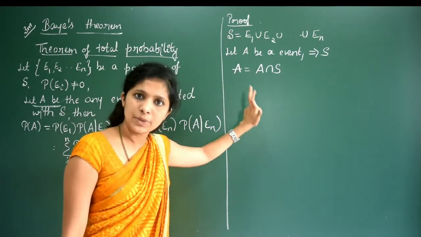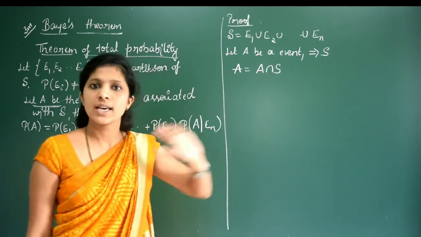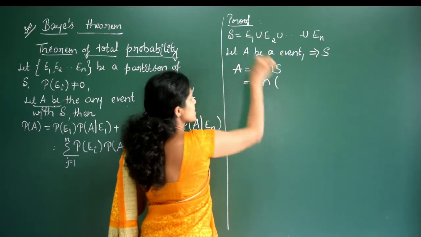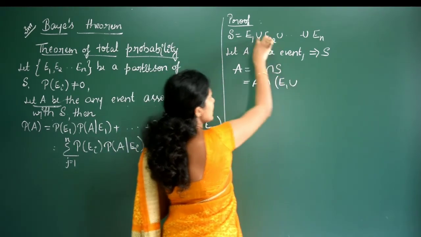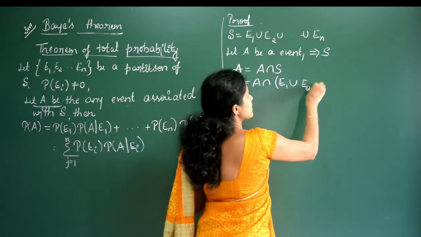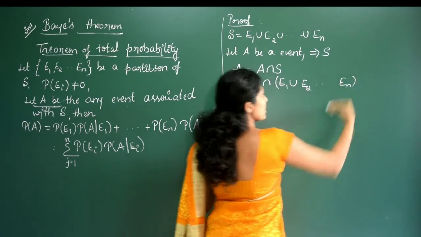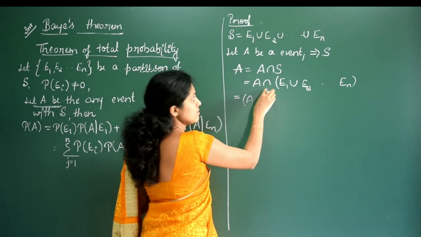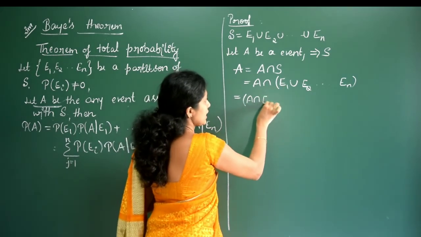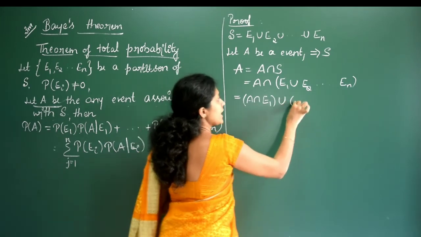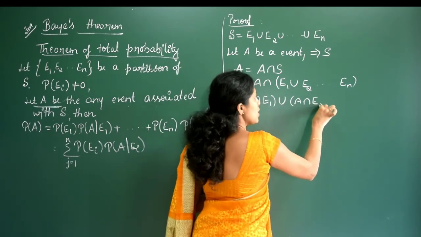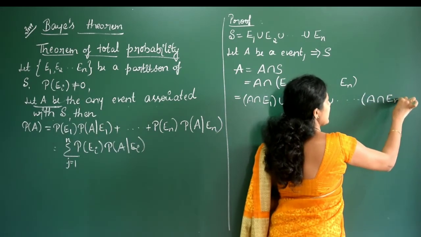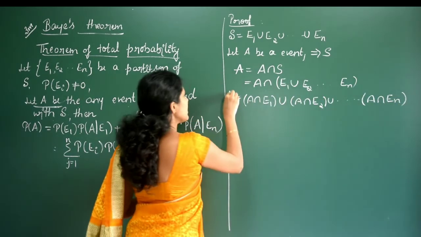So A can be written as A intersection with the sample space. Now this is equal to A intersection of the sample space, which is E1, E2 till En. Now this can be written, by using a rule, as A intersection E1 union A intersection E2 union, and the last term will be A intersection En. So this is equal to the event A.